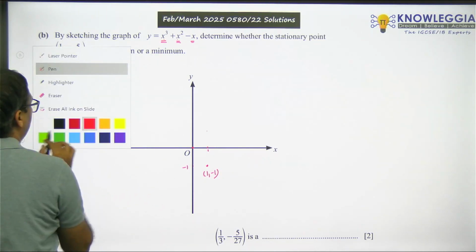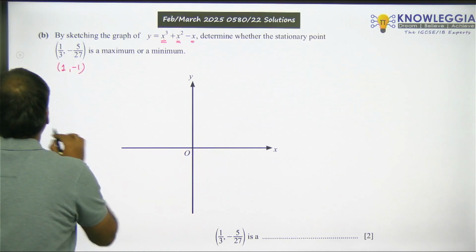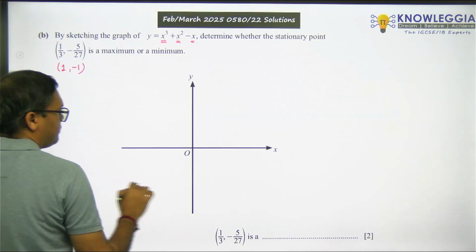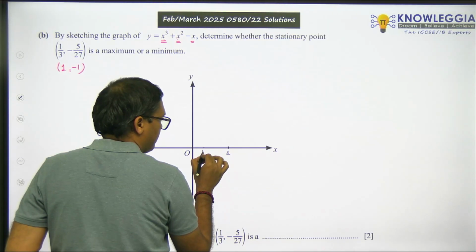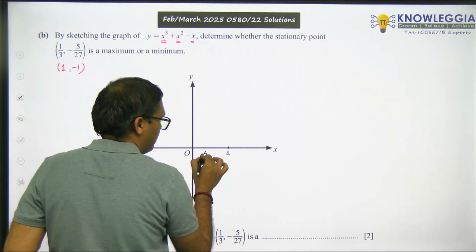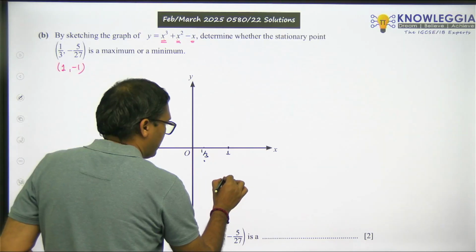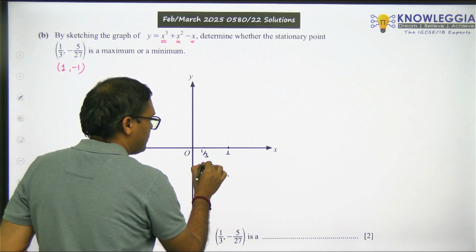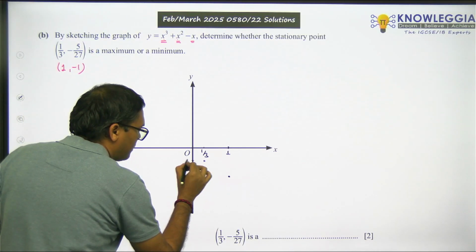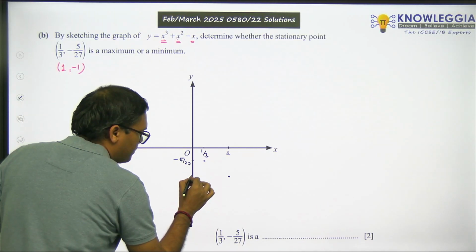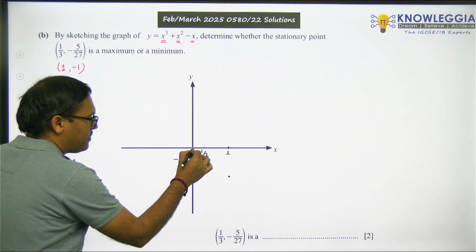Let me draw this again. Let's say this is 1 by 3, this is 1, and this is 1 by 3. At 1 by 3, this is minus 5 by 27. At 1, this is minus 1. Like this. This is minus 5 by 27, and this is 1. And this is minus 1. This is the turning point. Now, at x equal to 0, this is 0.